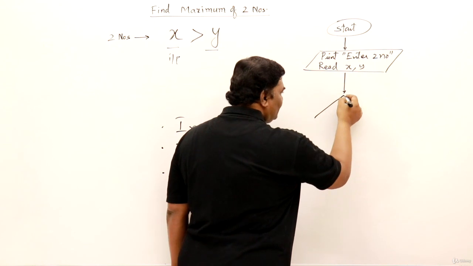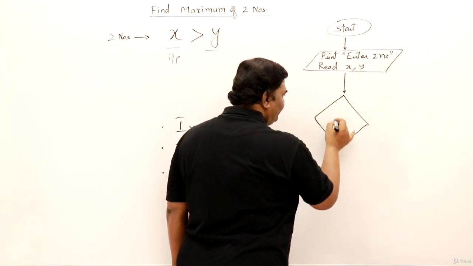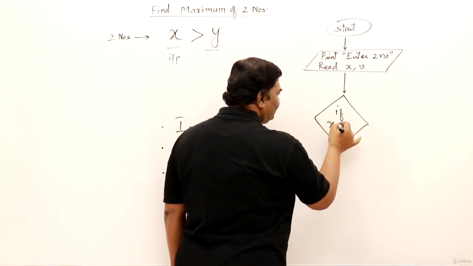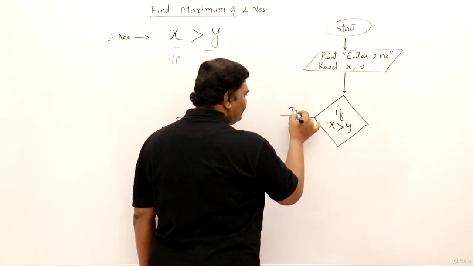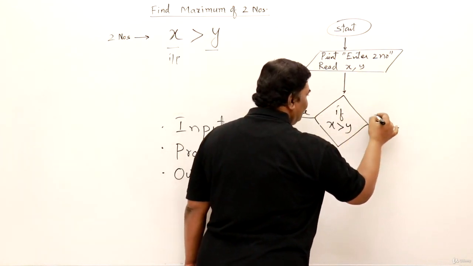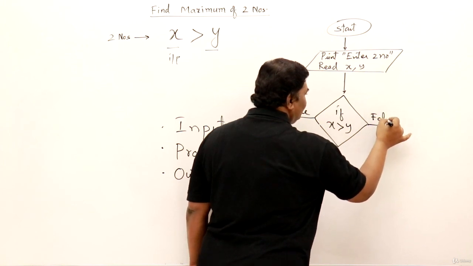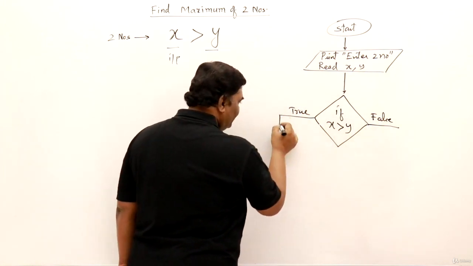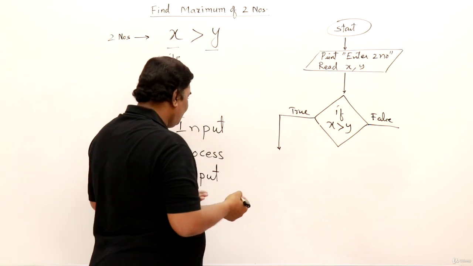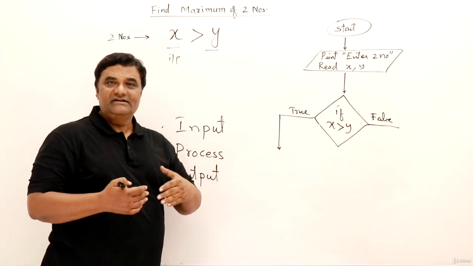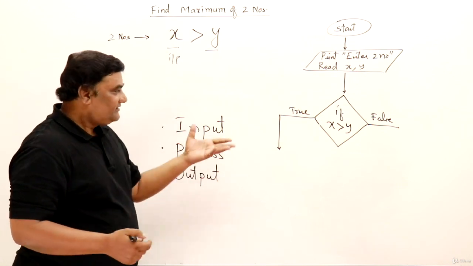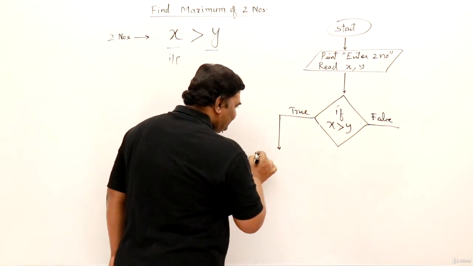So the condition block here, what is the condition? x is greater than y. If true, I will take this direction, and if false, I will take this direction. So you can take any direction. If it is true, then what we have to do? Here simply we will display the greater number. If x is greater, then I should print a message that x is greater.